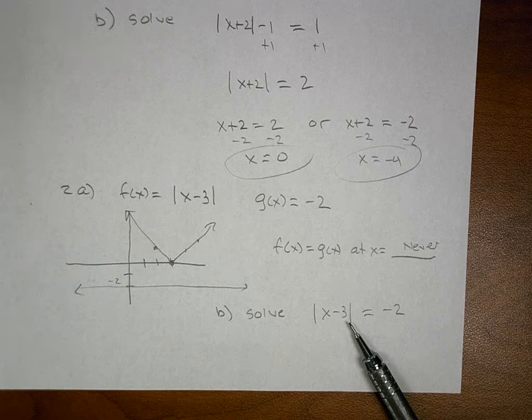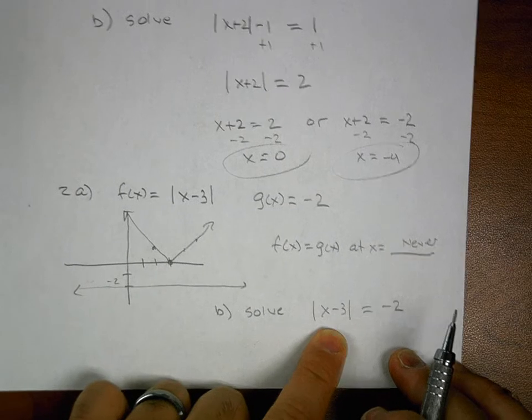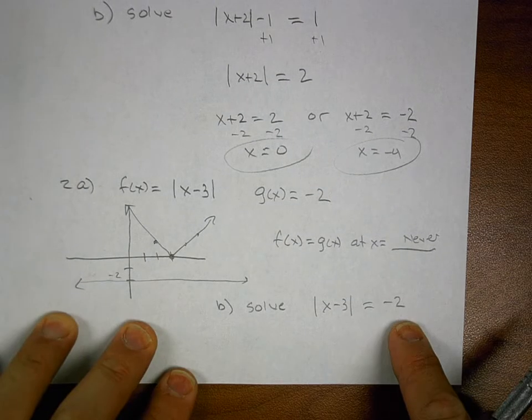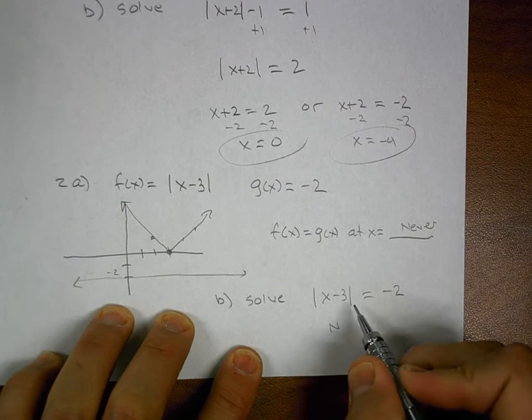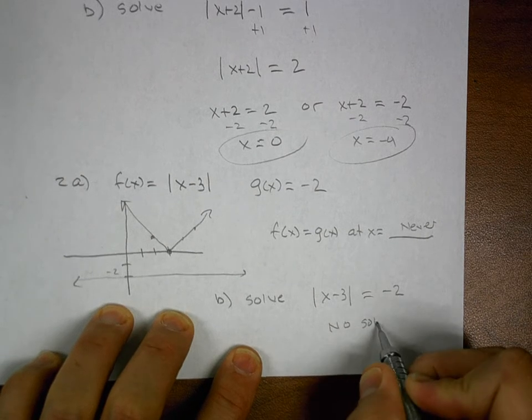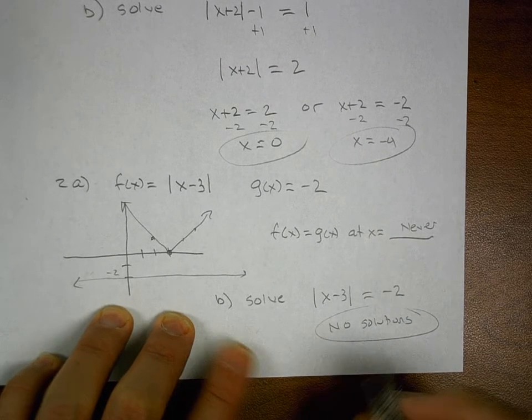No. You take the absolute value of something, and it's always going to be positive, isn't it? So absolute value of something, it'll never equal -2. So this will never happen. You can't take the absolute value and get a negative number. So you just have to recognize it. So no solutions. No solutions. And that's it.